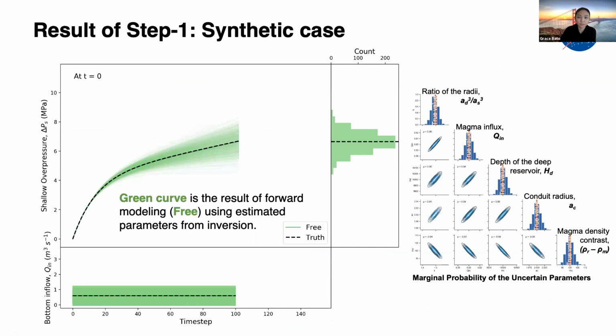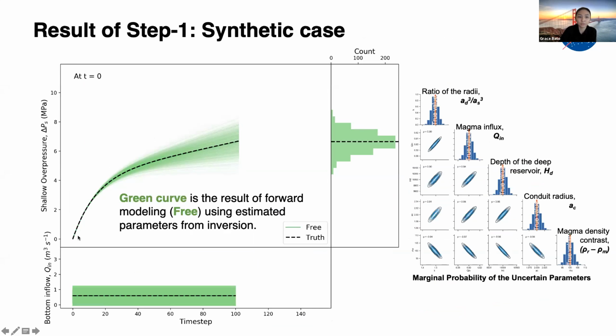However, the problem for the second case is that volcanic sources can change from one cycle to another. So when we perform Bayesian inversion first, we can obtain this marginal probability of the uncertain parameters, and I can use these values as input to my forward model. And the result here is basically just the green curve. This is a synthetic case.